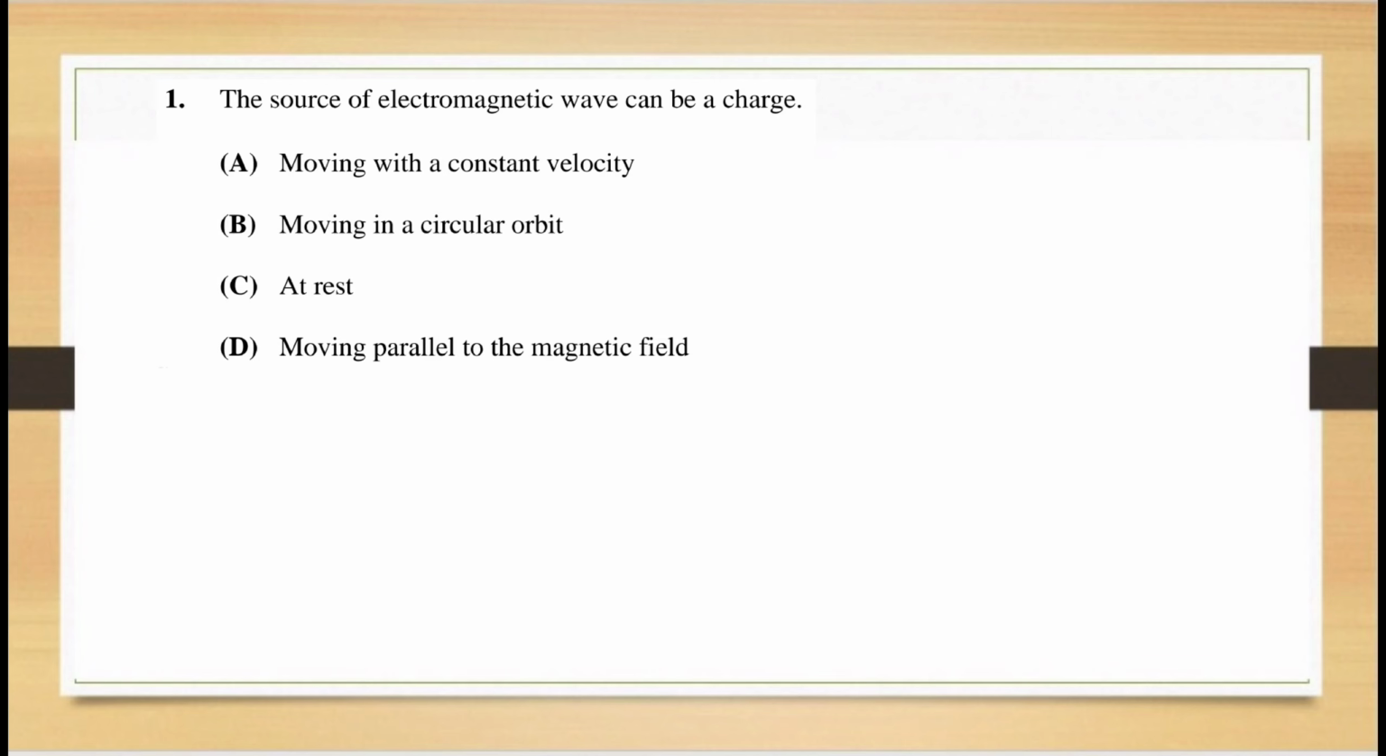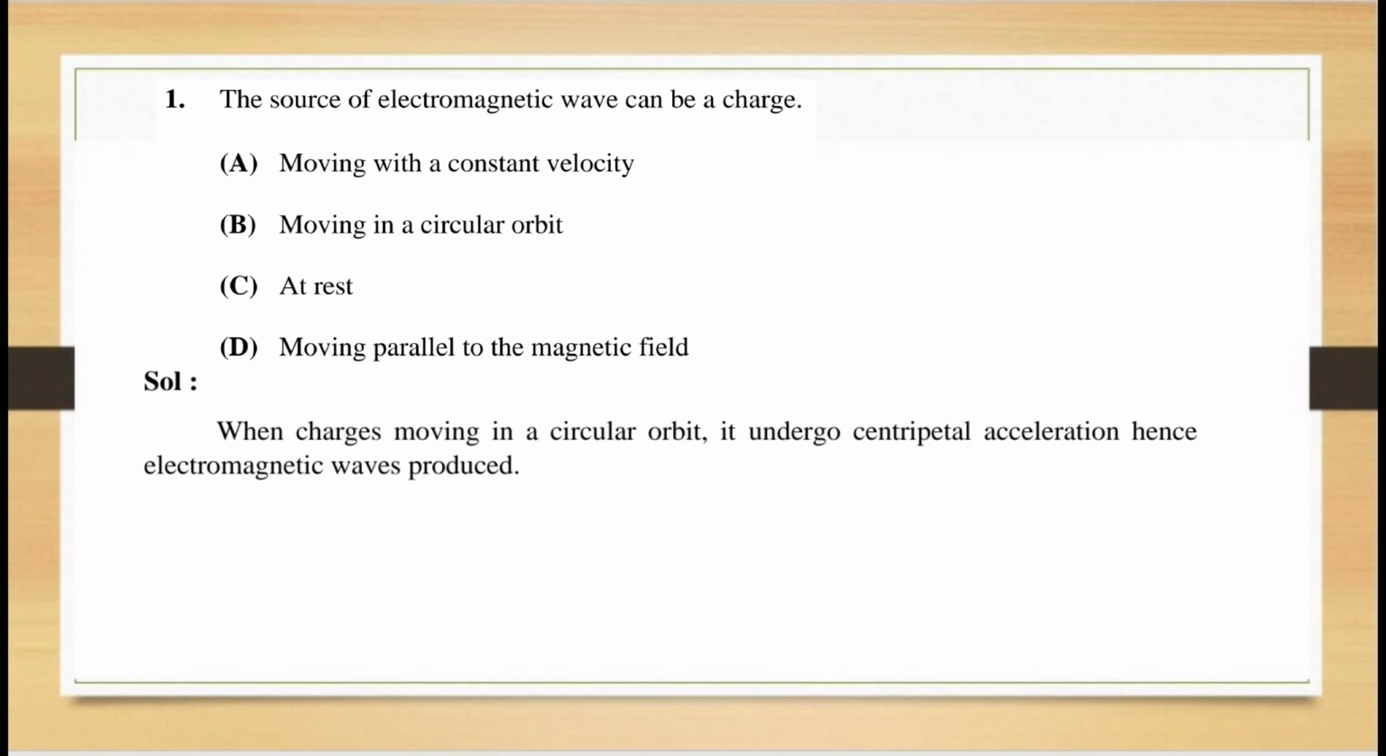Options are: option A, moving with a constant velocity; option B, moving in a circular orbit; option C, at rest; option D, moving parallel to magnetic field. So we know that when charges move in a circular orbit, they undergo centripetal acceleration, hence electromagnetic waves are produced. That means the source of electromagnetic wave can be a charge if and only if it is moving in a circular orbit. Therefore, option B is correct.